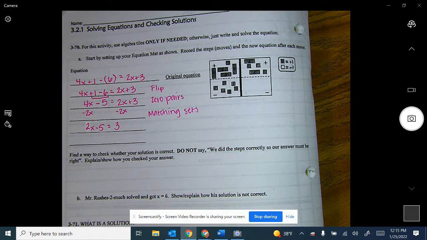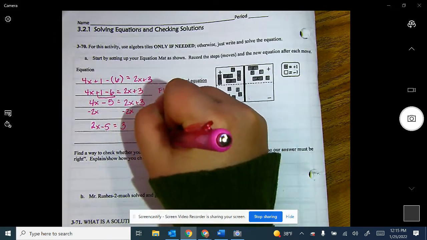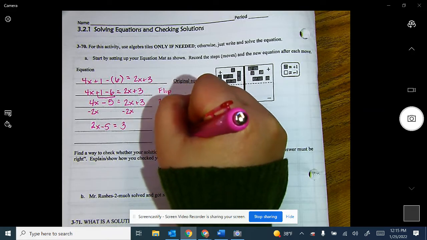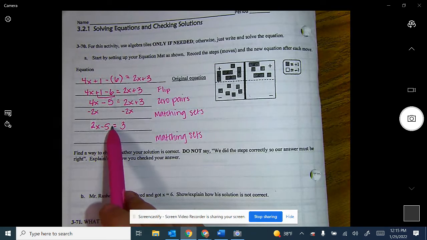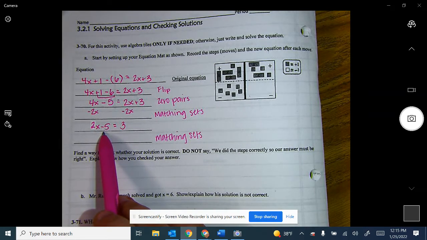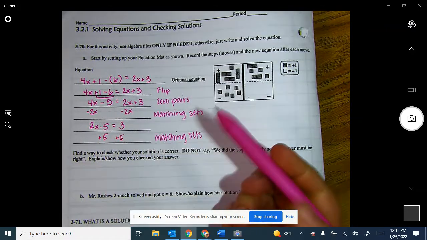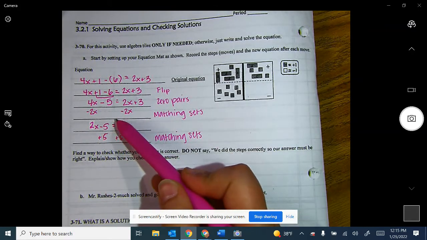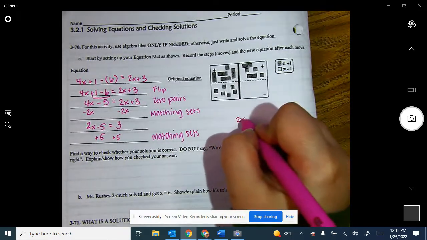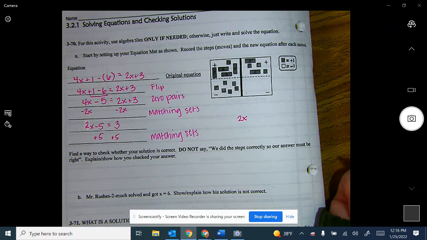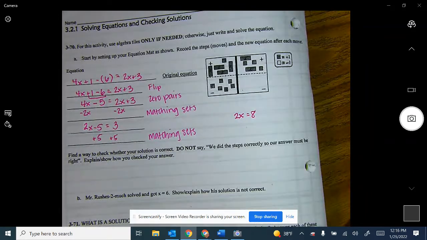All right, now I need to do matching sets again to get rid of those 1s. All right, so remember, I need to get rid of this negative 5 over here. So I'm going to add 5 positives to both sides. Negative 5 plus 5 is 0. So now on the left, I just have 2x. And on the right, I now have 8 because I had to add those positive 5 to both sides.